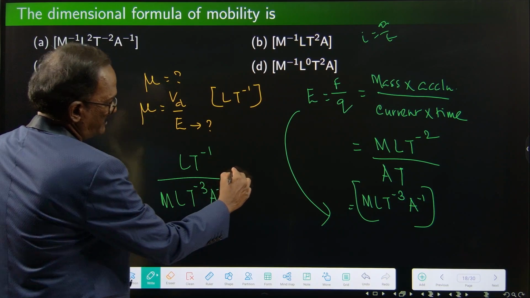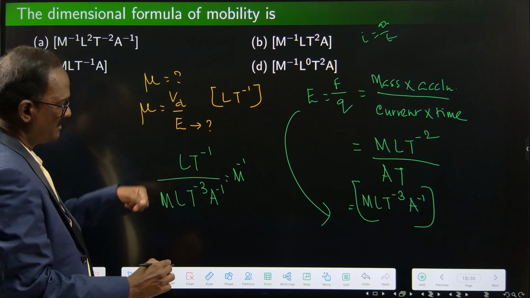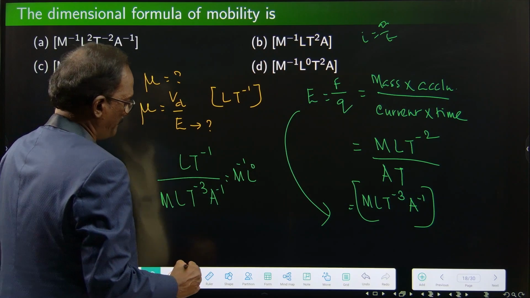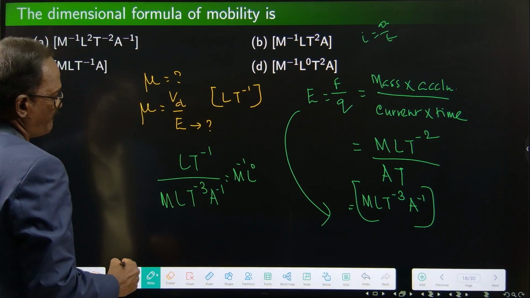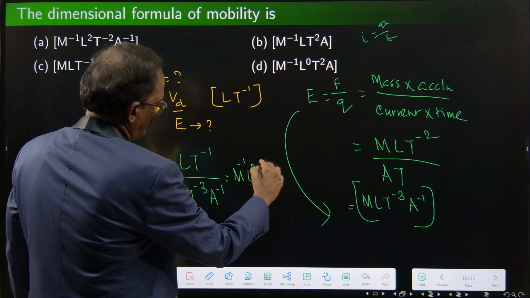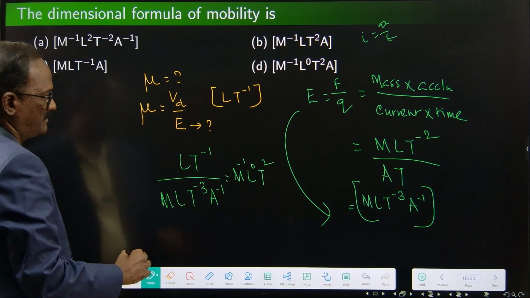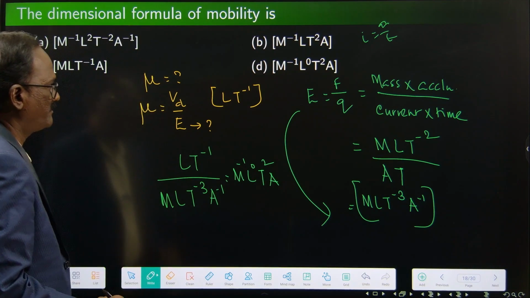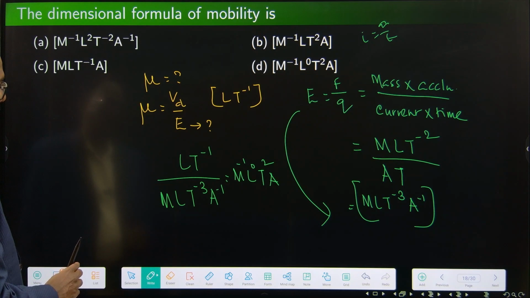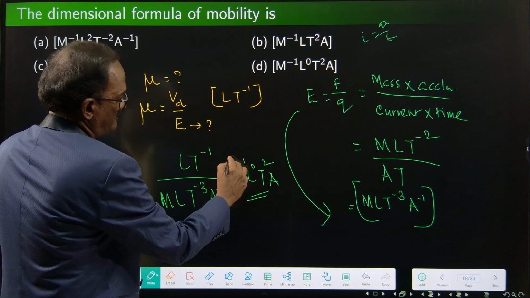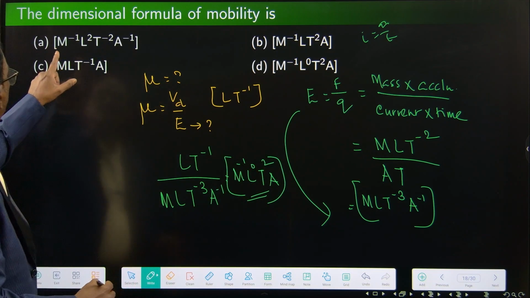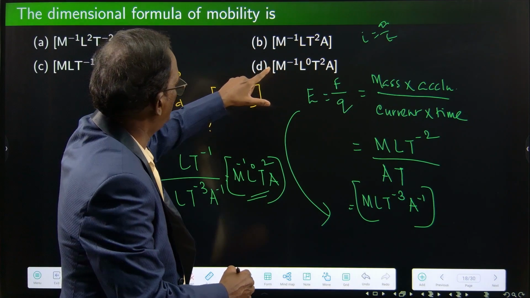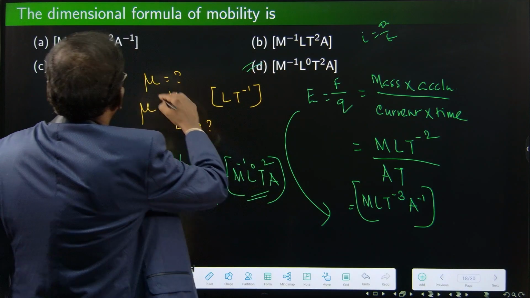This will become A M inverse. L will be cancelled. Minus 3 becomes plus 3, it is T cubed... T power 2 A inverse A. So M inverse L zero T square A. This will be the answer: M inverse L O T square A, right?